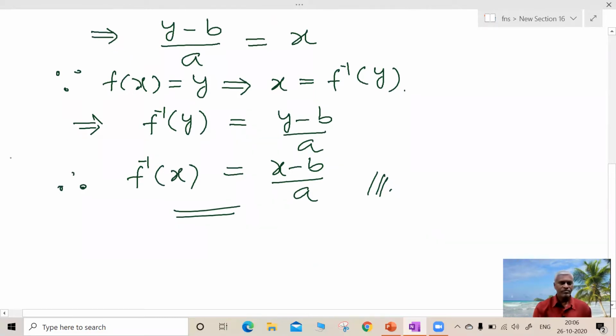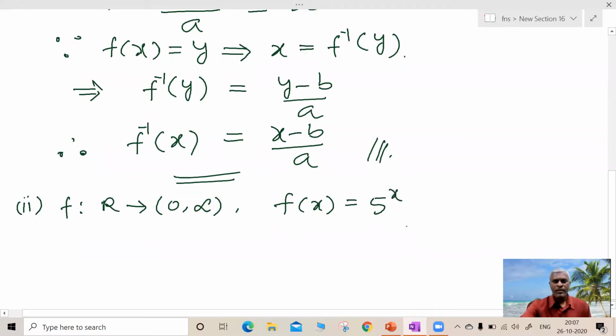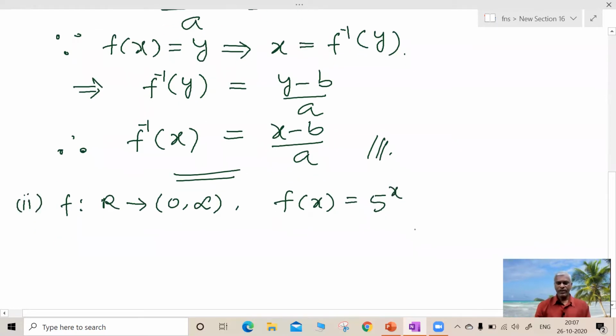The second one, f is a function from R to positive numbers, that is 0 to infinity, and the function is defined as f of x is equal to 5 to the power x. We have to find the x value, that is the inverse.